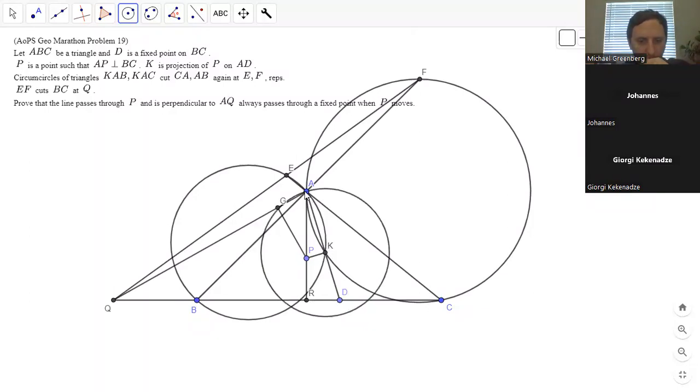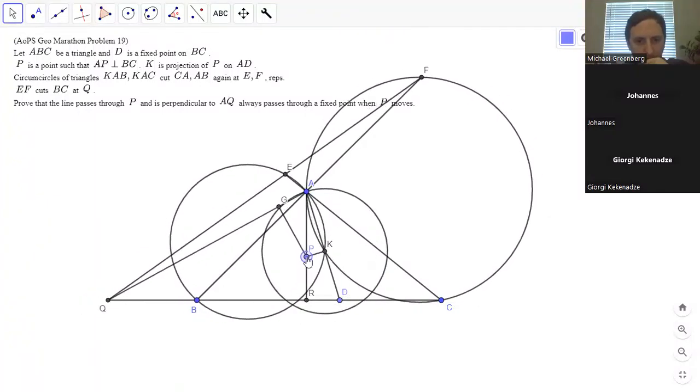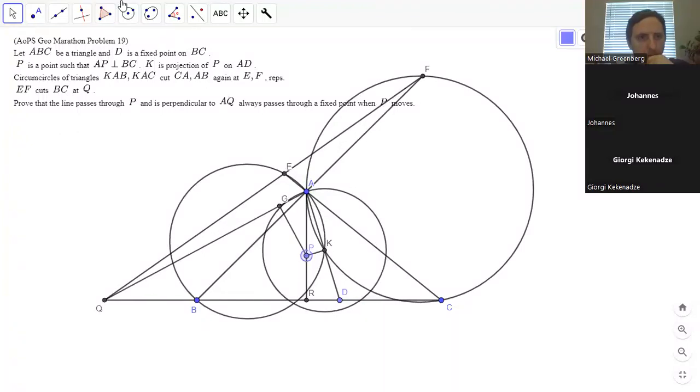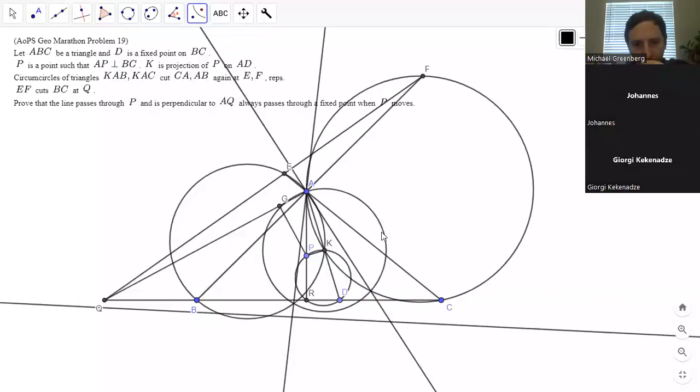Yeah, we could take this circle. Let's just see. If we invert this circle, we'd get that. And if we invert this circle, we'd get that. And then KPRD. Invert that. Get that line.